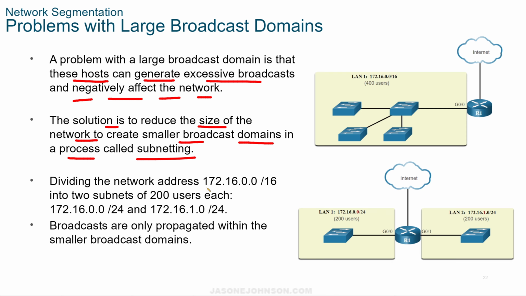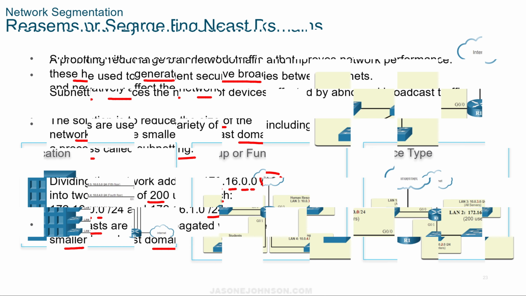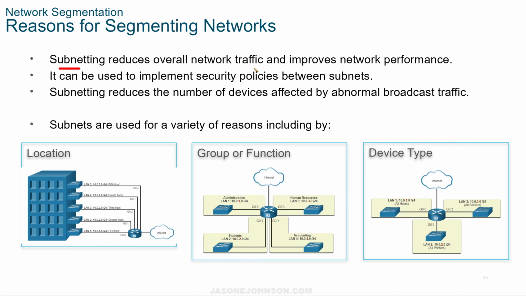So we divide the network address 172.16.0.0/16 into 2 subnets of 200 users each, 172.16.0.0/24 and 172.16.1.0/24, and the broadcasts are only propagated within those smaller broadcast domains. Subnetting reduces overall network traffic, and it does improve network performance.